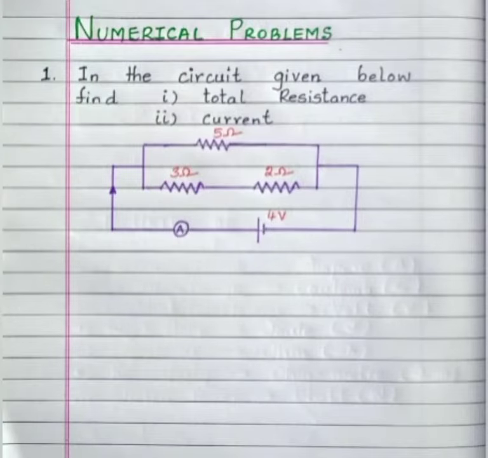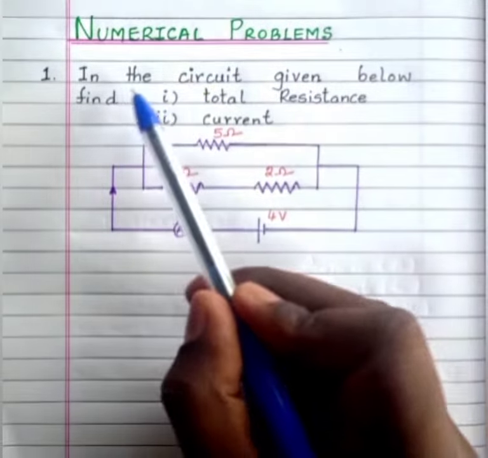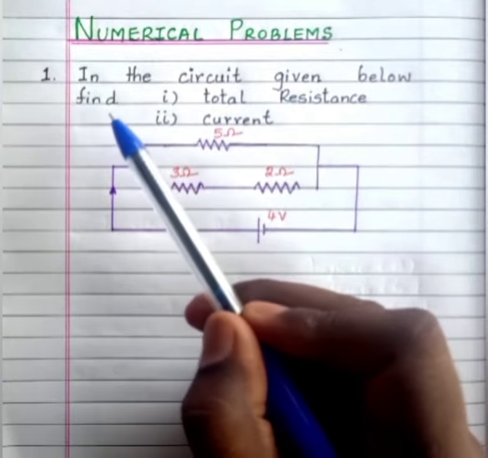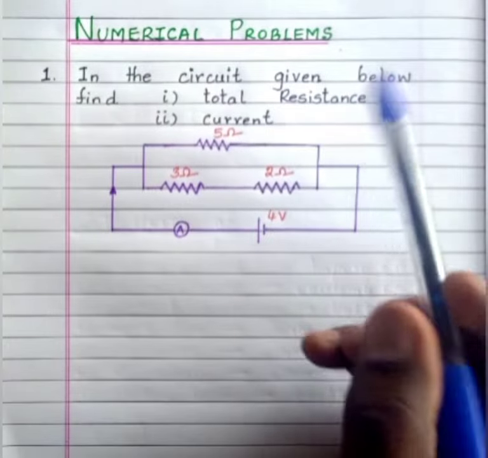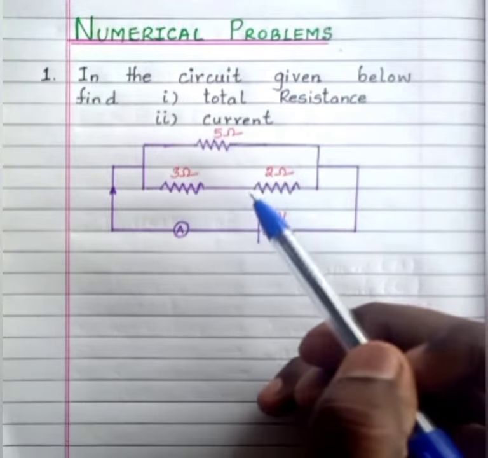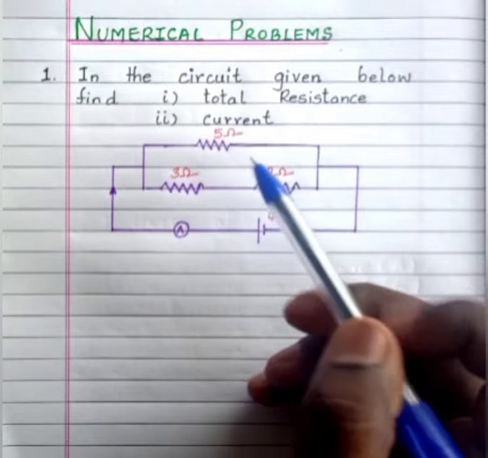Students, now we'll start solving the numerical from the unit electricity. First question, in the circuit given below, find the total resistance and current. The question is, in the following circuit, we should find out the total resistance and current.